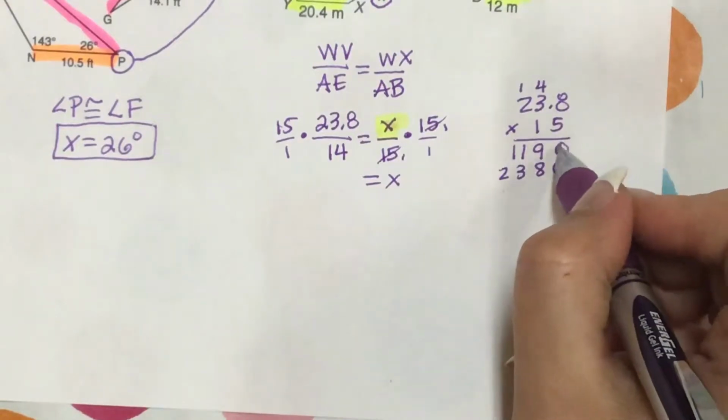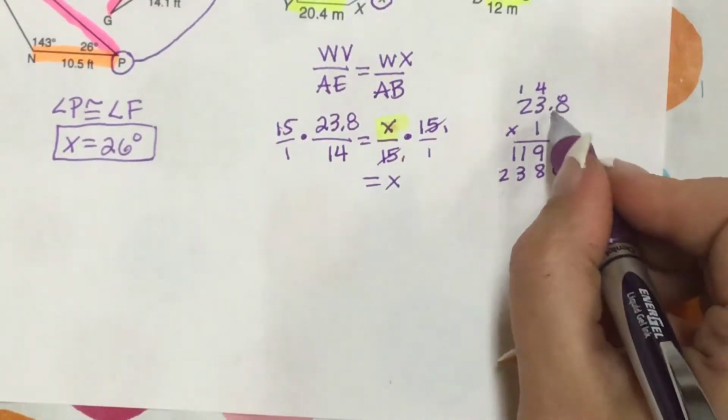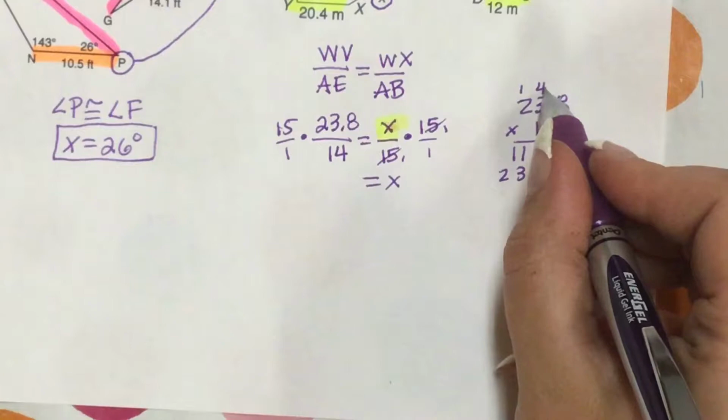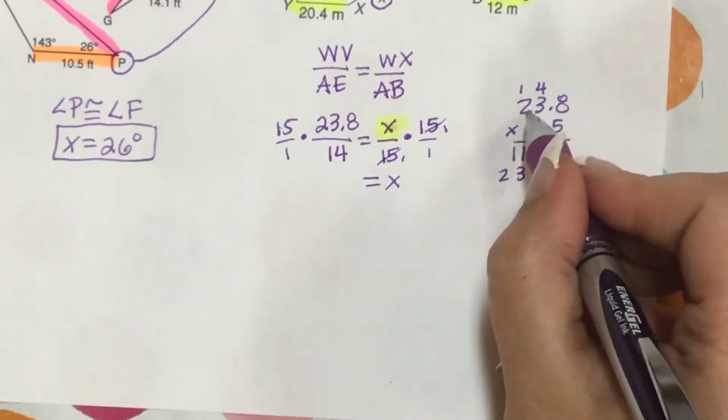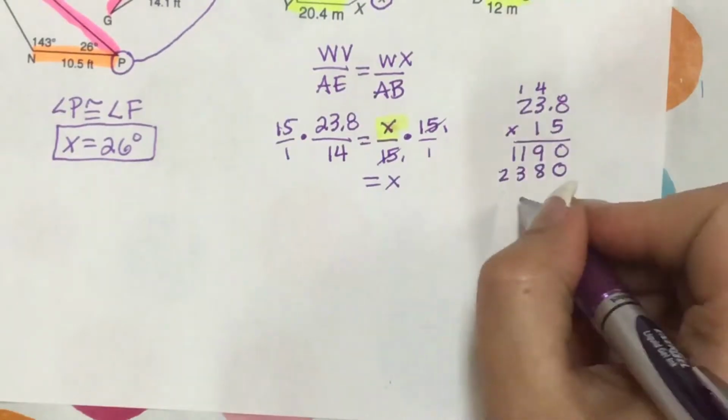5 times 8 is 40. Write the 0, carry the 4. 5 times 3 is 15, plus 4 is 19. Okay, carry the 1. 5 times 2 is 10, plus 1 is 11. Okay, so now we're going to add.